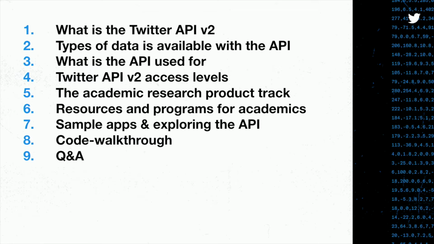And then we'll talk about the Twitter API access levels, because there are varying access levels in the Twitter API. Some are catered to academic researchers, some are catered to a developer who may want to build an app on Twitter and so on. So we'll look specifically at the academic research product track and what's available as part of it. And then we'll look at some resources and programs that we have, and then finally we'll walk through code samples.